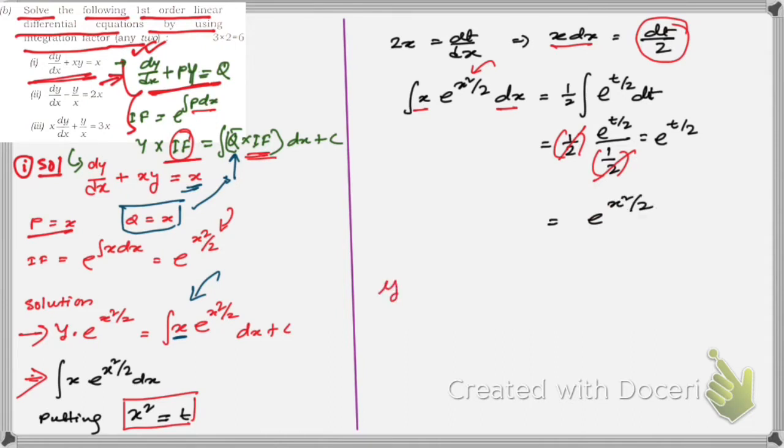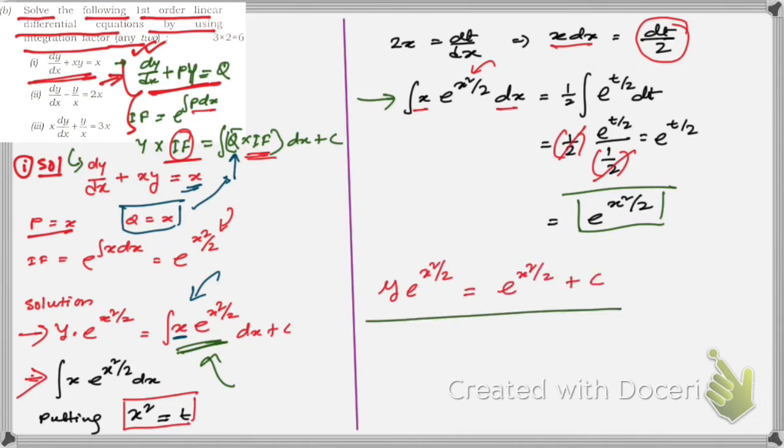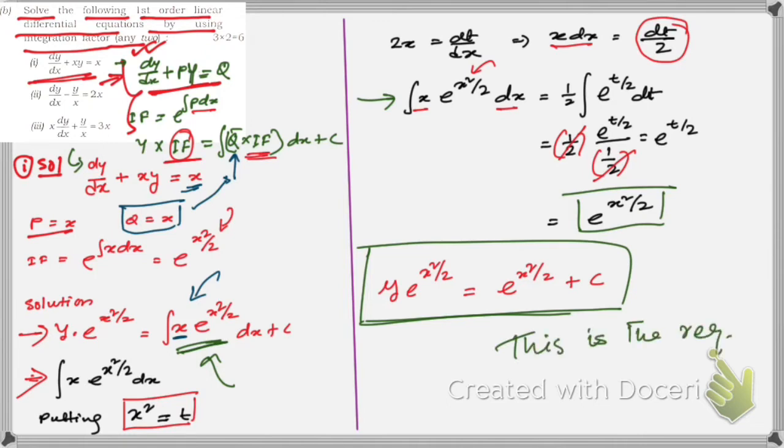Now if you put this value of integration, the result of this integration, here in this solution, then you will get the solution. y is equal to e to the power x square by 2 plus c. So this is your solution of the first one. This is the required solution. Right. So hope you have understood this.